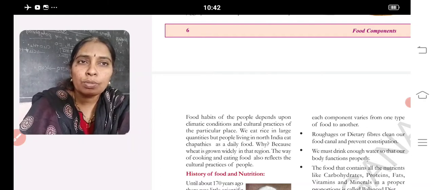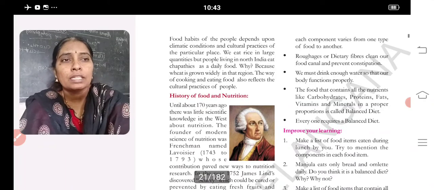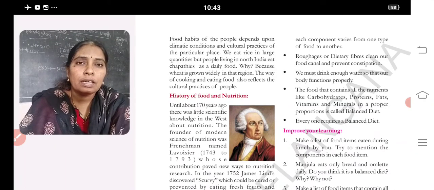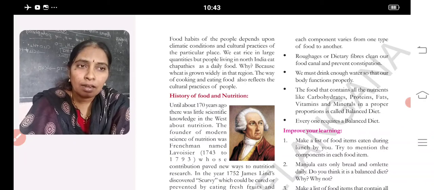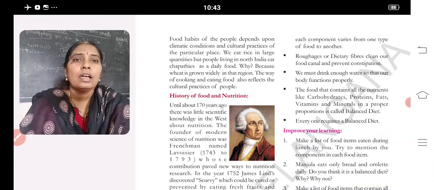And what things should be consumed more? Leafy vegetables, and seasonal fruit should be taken plenty. What things should be taken moderately? Oily food and ghee should be taken moderately, and butter, ghee, oil can be taken sparingly, means less. Nutrition is important, as shown by our scientist Lavoisier, who studied that by eating a balanced diet we can cure diseases. So this is about our food items.